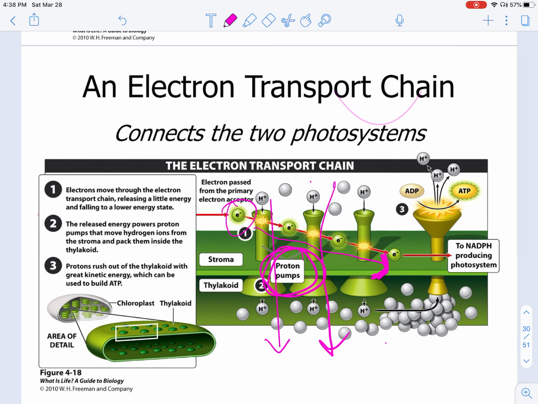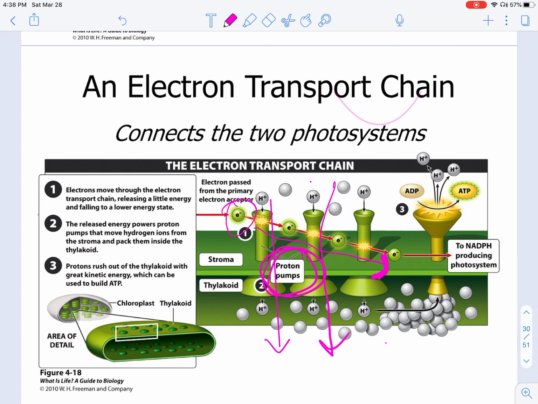Now, I know y'all just did this with Dr. Handy, so we all know that this is an example of active transport. When you have something that's going against a concentration gradient, you need energy in order to do that. And that energy comes from these electrons that we activated from the sun.